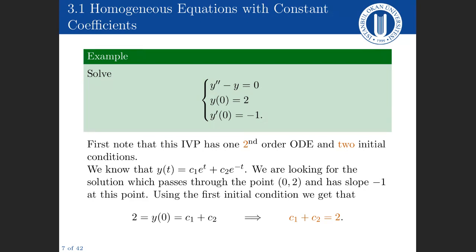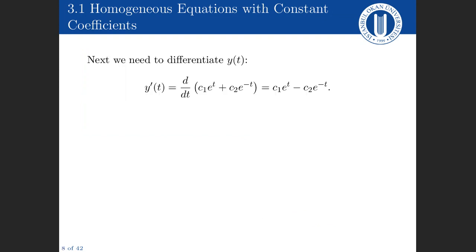So we need to find the constants c1 and c2 which satisfy these rules. Using the first initial condition, with t equal to 0, we must have c1 plus c2 is equal to 2. And we need to differentiate our solution. y prime is the derivative of c1 e to the power t plus c2 e to the power minus t. And of course, this is c1 e to the t minus c2 e to the minus t. And then we set t equal to 0.